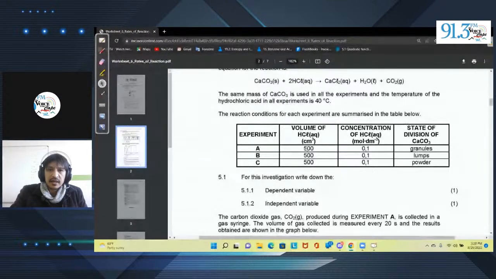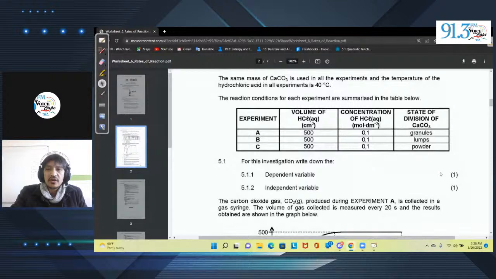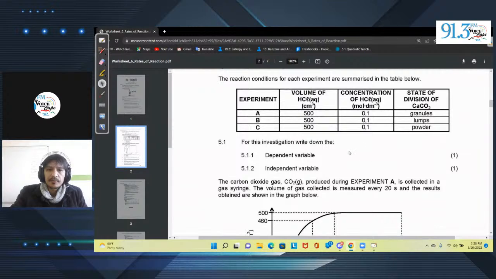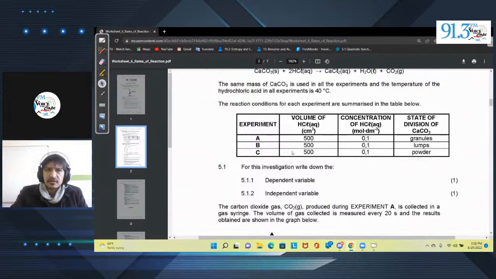In experiment A, we have the same volumes and the same concentrations for all three experiments. The only thing that is differing is the state of division. We have granules, lumps, and powder. As we know, the bigger the pieces you are using, the longer it's going to take for the reaction to occur. So the reaction rate is going to be lower because there's less surface area. So for this investigation, write down the dependent variable and the independent variable.